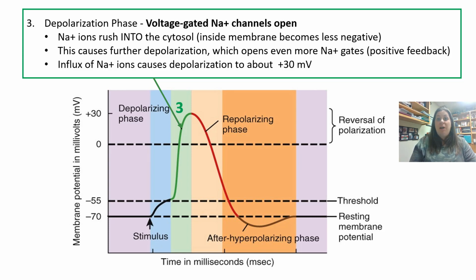Now remember, sodium has a positive charge, and so as it's rushing into the cytosol, we see that the inside of the membrane becomes less negative and actually starts to become positive. This causes further depolarization, which opens even more sodium-gated channels, and so this is considered a positive feedback. This influx of sodium causes depolarization to approximately a positive 30 millivolts.